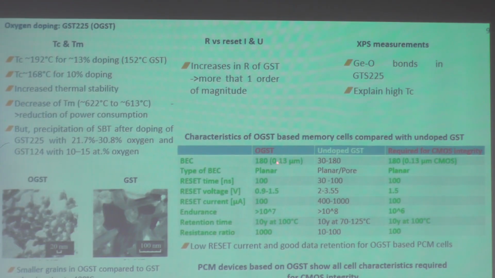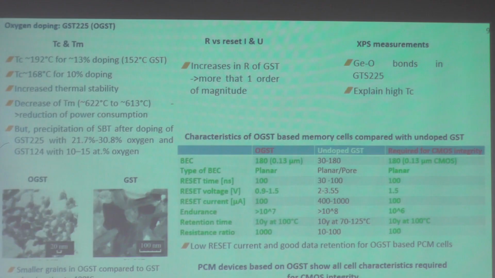This is the so-called 0.13 micrometer CMOS technology. And you can see that the reset times are on the same average. Reset voltage, also current, endurance even larger, and retention time, also resistance ratio even better, as required by the CMOS technology. So it seems to be a very nice material. Oxygen is very effective for doping of GST.